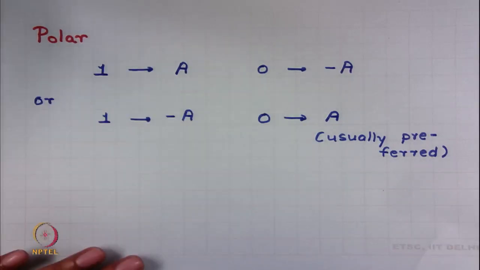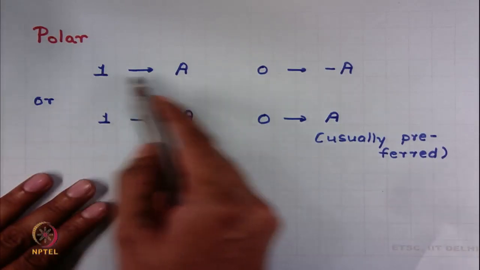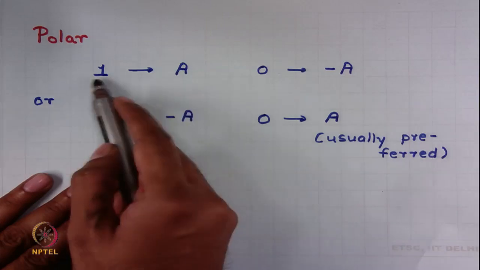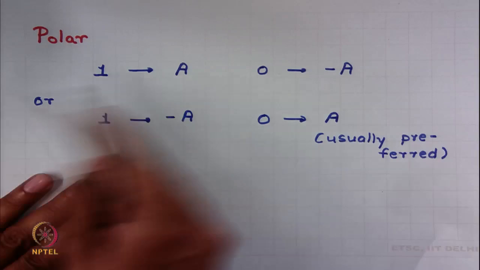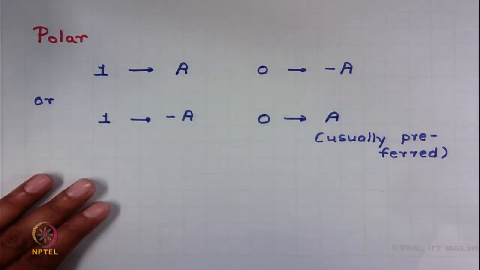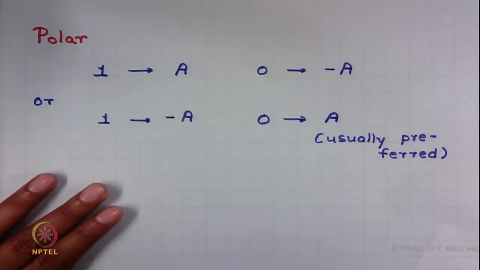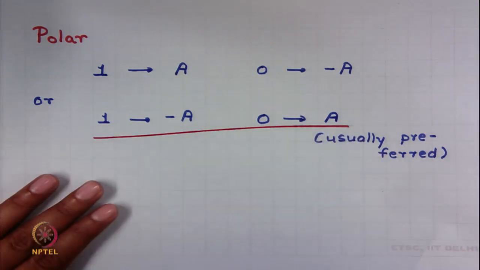The first one is the polar signaling mechanism or polar line coding. So, in the polar mechanism what happens is you can map a to 1 and you can map minus a to 0. So, we have a binary sequence 1 or 0, 1 is mapped to a and 0 is mapped to minus a. There is nothing sacrosanct in this mapping. What you can also do is map 1 to minus a and 0 to a, and in fact this mapping is usually preferred.